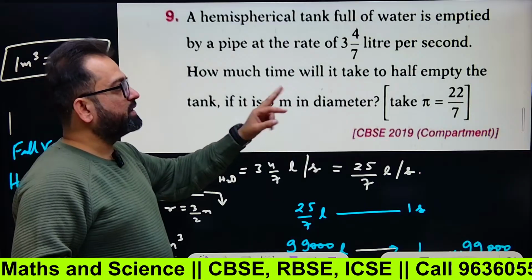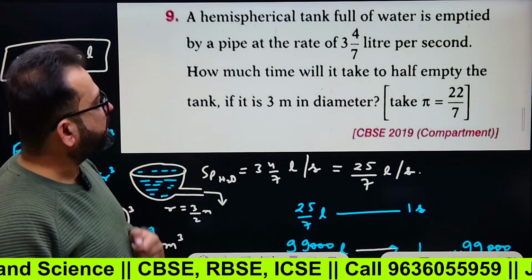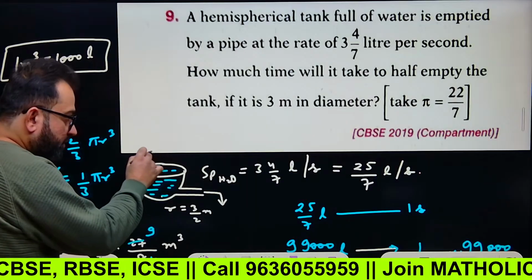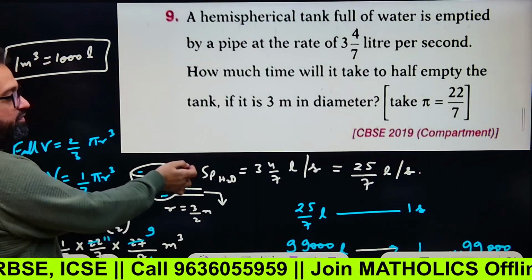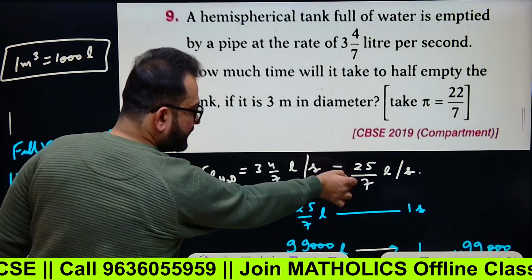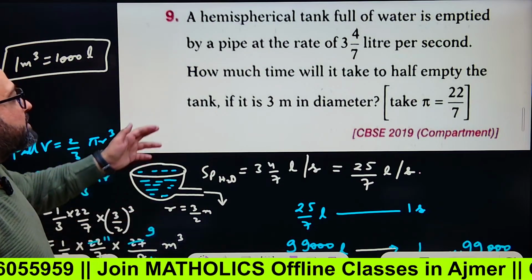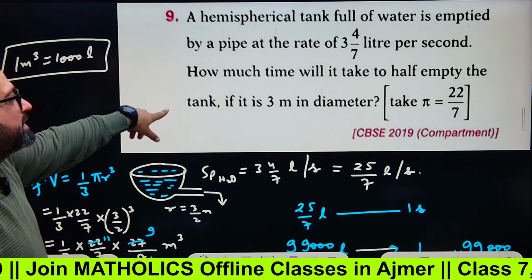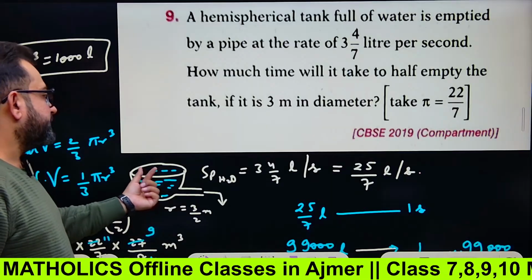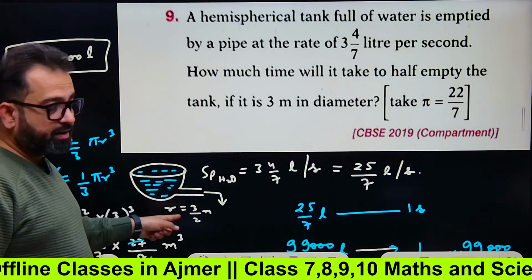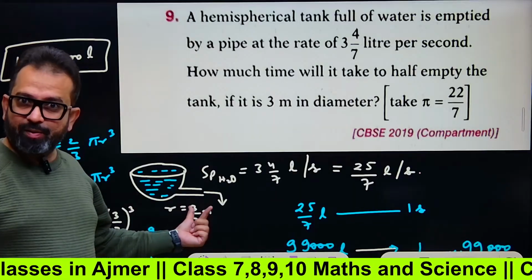How much time will it take to half empty the tank? See, a hemispherical tank. This is a hemisphere. So the speed of water is given 3 4 by 7, that means 25 by 7 liters in 1 second. How much time will it take to half empty the tank if it is 3 meter in diameter? Diameter of the hemisphere is given, so radius of the hemisphere will be 3 by 2. Right. So volume will be 2 by 3 pi r cube.